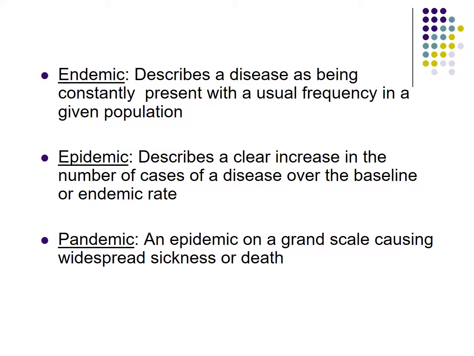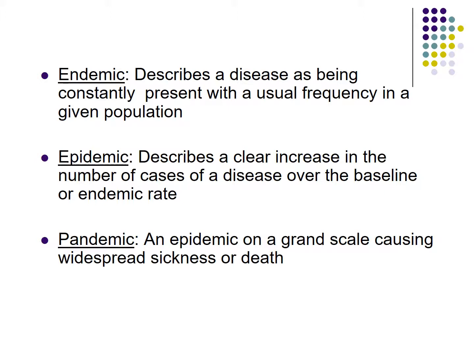Okay, a few more terms. Endemic describes a disease as being constantly present with a usual frequency in a given population. So colds might be described as endemic in certain months in the United States. An epidemic describes a clear increase in the number of cases. So it's something that's not the usual situation. It's a clear increase in the number of cases over a baseline.